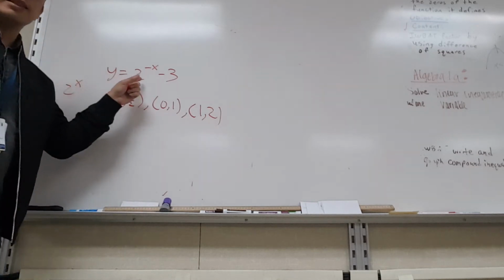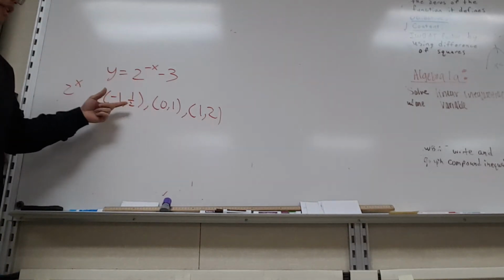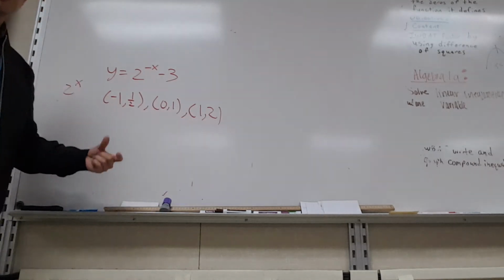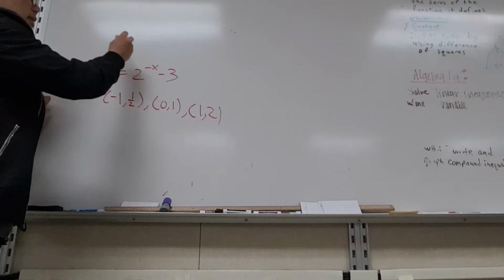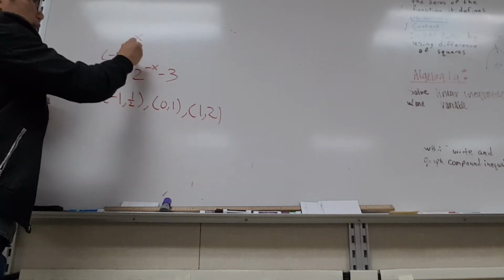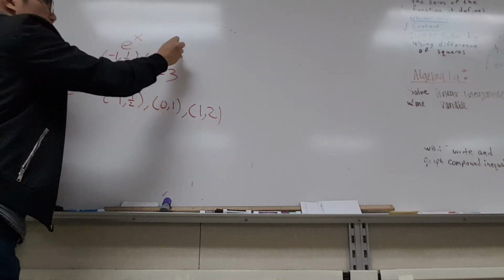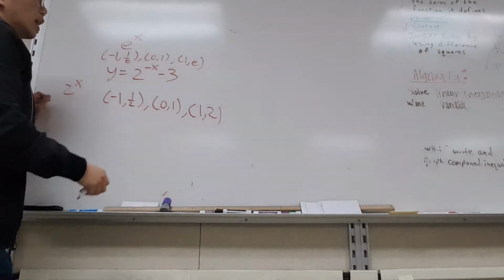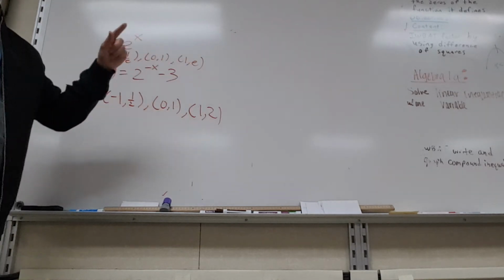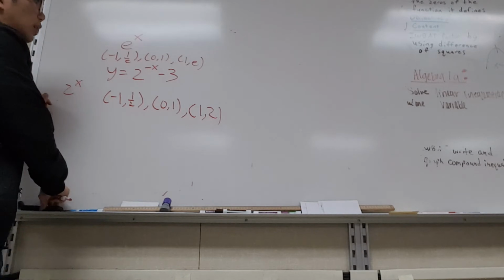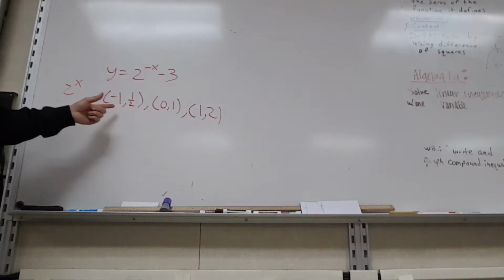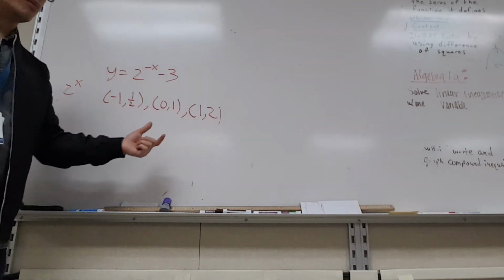So whatever your base is, it's always going to go through negative 1, 1 over your base, 0, 1, 1, your base. So the one in the study guide, your base is e to the x. So it would go through negative 1, 1 over e, 0, 1, 1, e. If it was 3 to the x, negative 1, 1 over 3, 0, 1, 1, 3. All right? So if this is my exponential function, these are the 3 points that I'm going to transform.